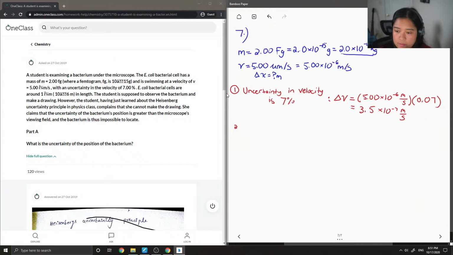Okay, so next I'm going to write down the equation for the uncertainty in momentum. Basically, this is delta p, and delta p is equal to mass times the uncertainty in velocity. So I'm just gonna plug the values in.